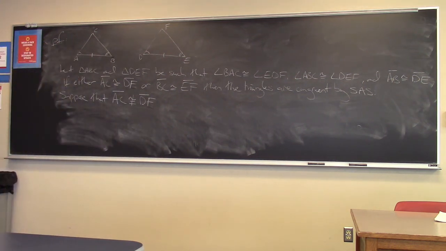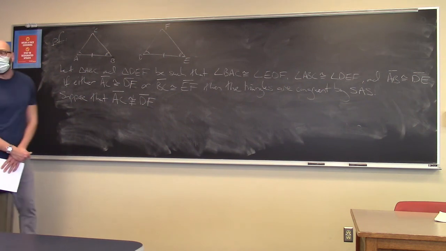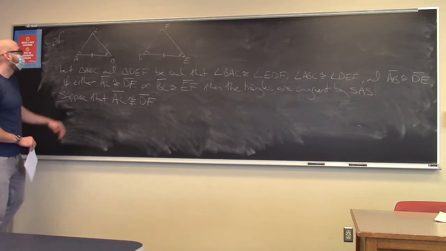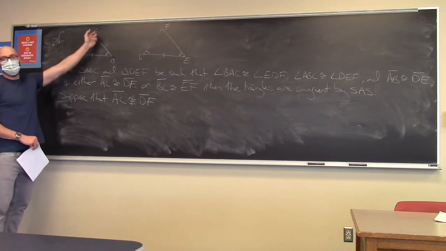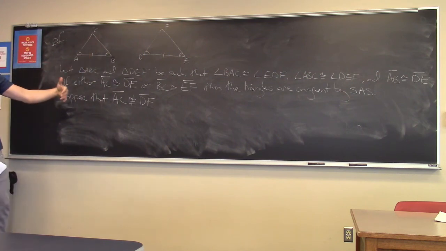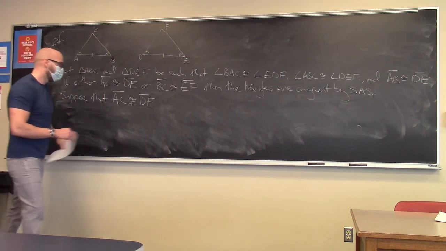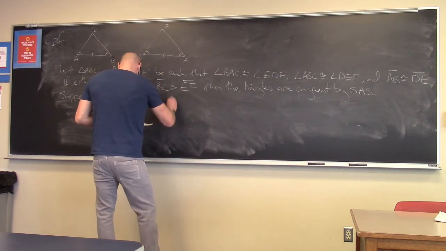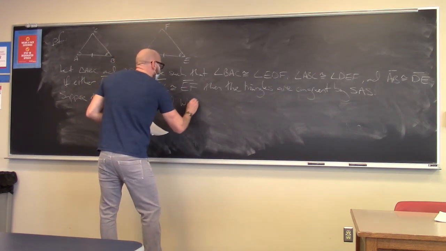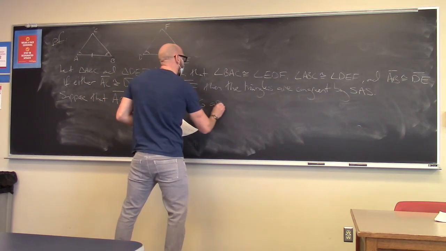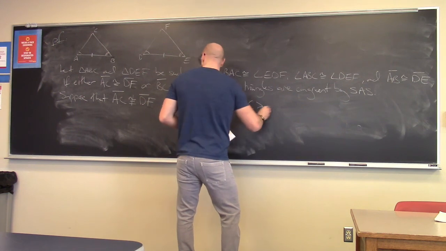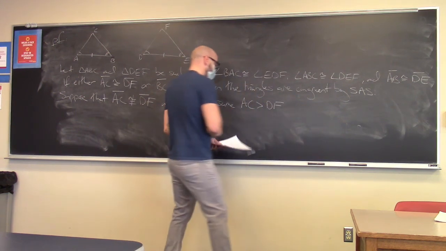If they're not congruent, what does that mean? It means they're different lengths, right? One has to be longer than the other. If they're different lengths, one of them is the longer one. So let's assume without loss of generality that AC is the longer one. If they're not, just relabel everything so that AC is the triangle with the longer side. So, without loss of generality, assume that AC is the longer side.